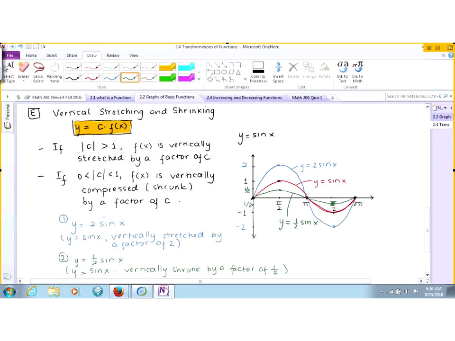So if this were a rubber band, if it is vertically stretched, it's stretched. If it's vertically compressed, it's compressed. Something like that. All right, questions? Is it clear? Okay, so the shape slightly changed. The general shape doesn't, but it slightly changed. Now, we also have horizontal stretching and shrinking.